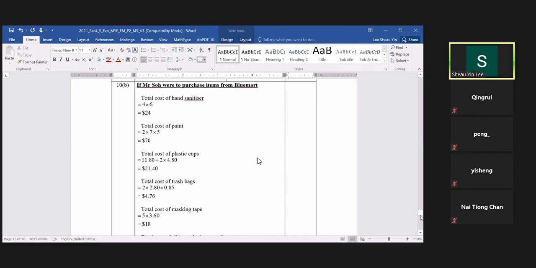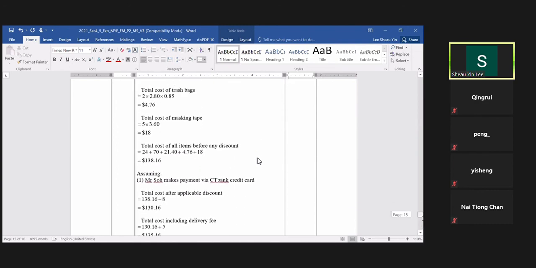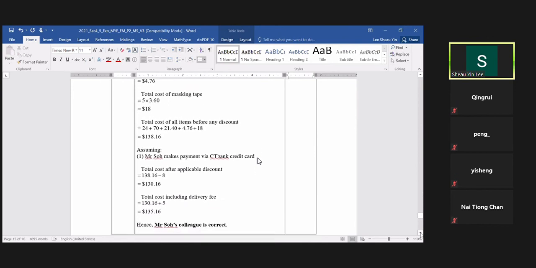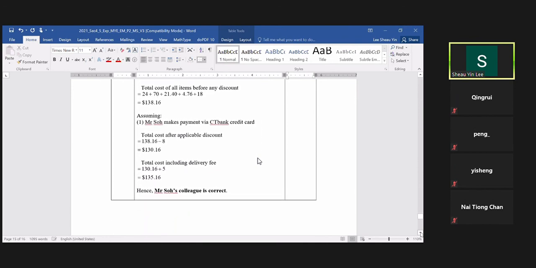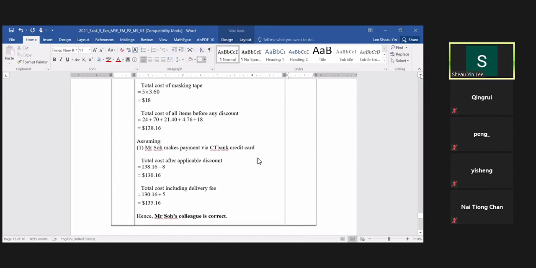Okay, temperature, I scroll down. Total cost, again, I want to see assumption. You need to write out assumption. He wants to make payment, or he wants to, Mr. Pong, see the word using. Using is a magic word. Using Citibank credit card. Then minus 8 plus 5. So, colleague is correct. Something like that. Okay, no assumption, cannot. Take picture already, 5 seconds. Okay, time's up. Scroll down.